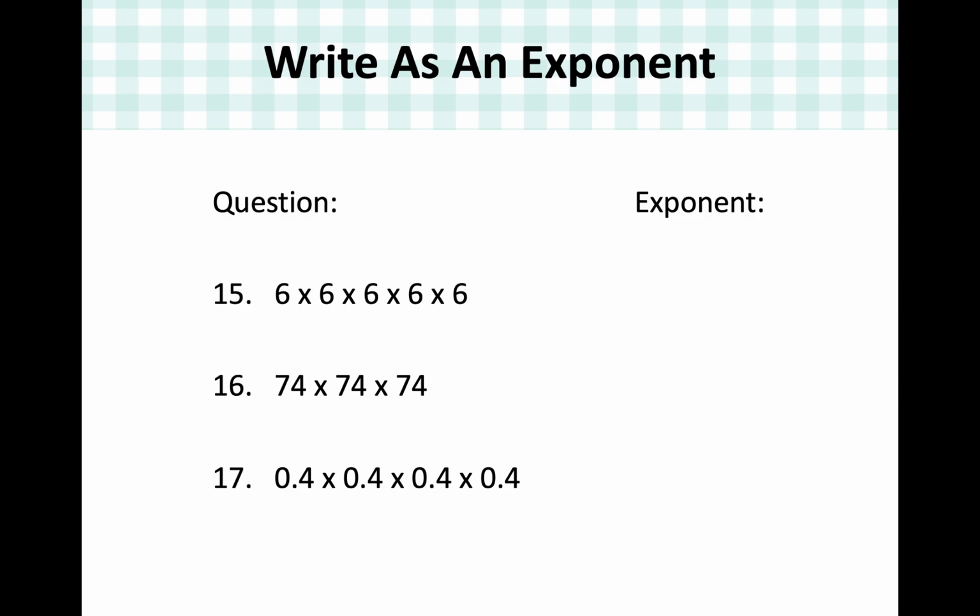For 15, 16, 17, write as an exponent. So this time it's in expanded form. It wants you to write it in exponential form. So pause me, write those down, and then hit play when you're ready. All right, the first one is going to be 6 to the fifth, 7 to the fourth, 4 to the third, and 0.4 to the fourth. Okay, 4/10 to the fourth.